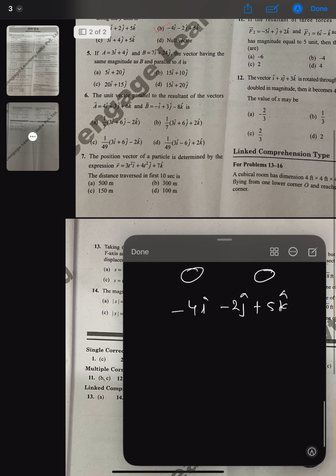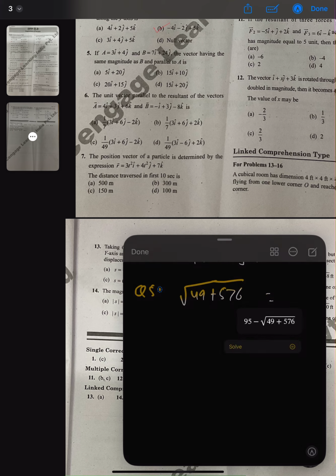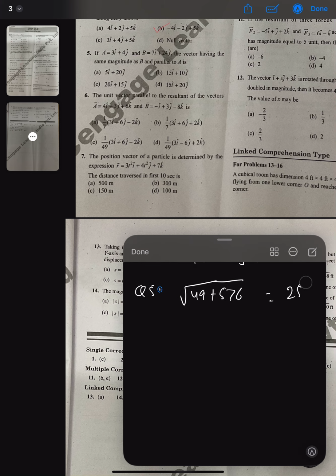Now let's see question 5. A vector, B vector, find the vector having the same magnitude as B and parallel to A. So basically we have to find the magnitude of B and the direction of A. So first find the magnitude of B. The magnitude of B will be under root 49 plus 576. Hope you understand what I am doing. So it will be 25, and along the direction of A.